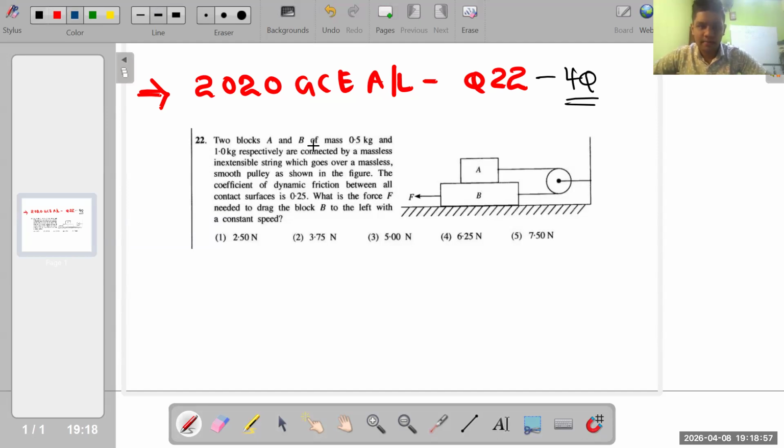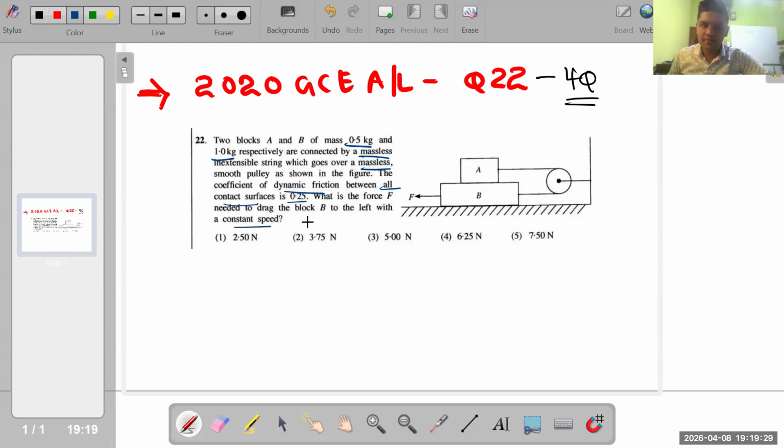Two blocks A and B of mass 0.5 kilos and 1 kilo respectively are connected by a massless inextensible string which goes over a massless smooth pulley. Smooth pulley means there is no friction involved here, as shown in the figure. The coefficient of dynamic friction between all the contact surfaces is 0.25. What is the force F needed to drag the block B to the left with a constant speed?